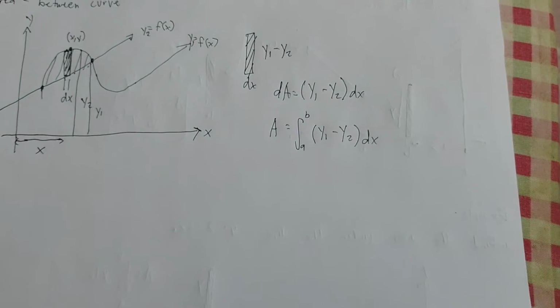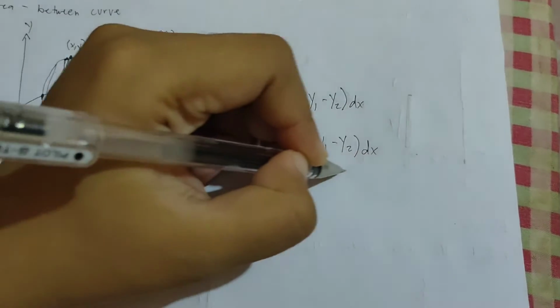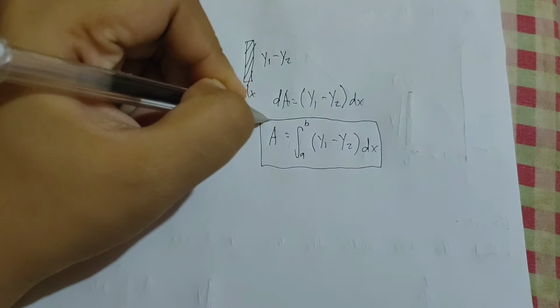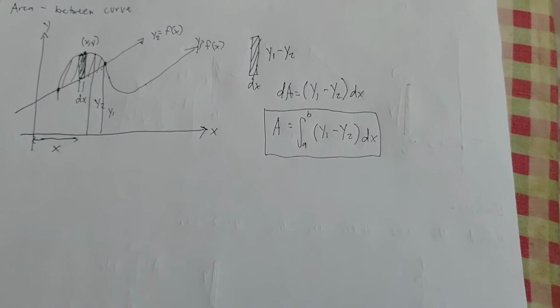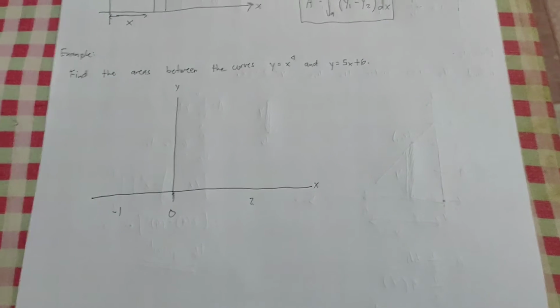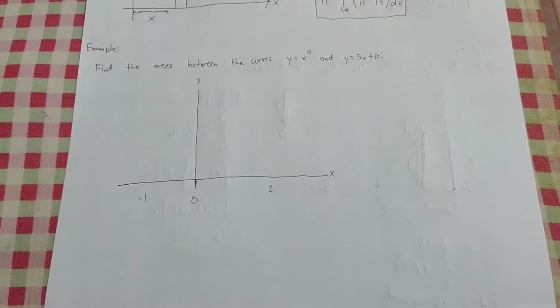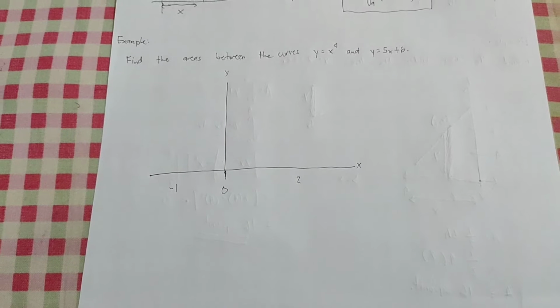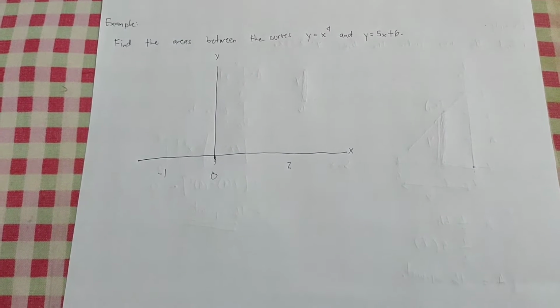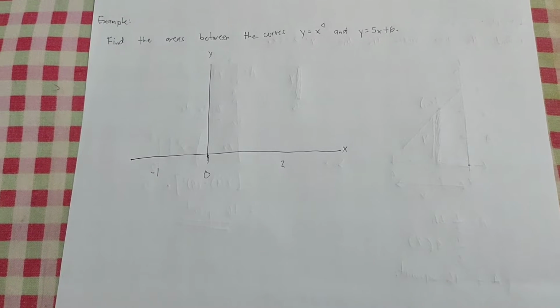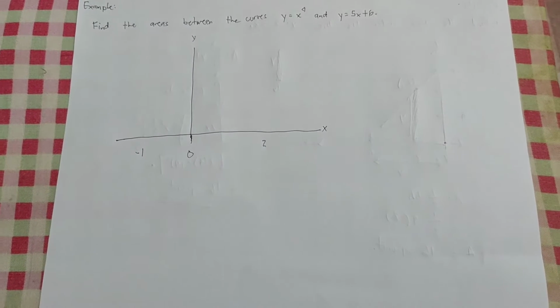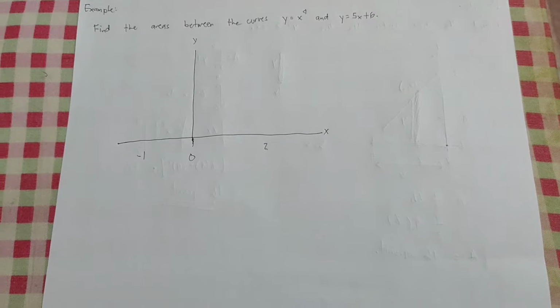That's it. That is the formula on how to get the area between curves. This will be the example of our area between curves. Find the area between the curves y equals x fourth and y equals 5x plus 6.